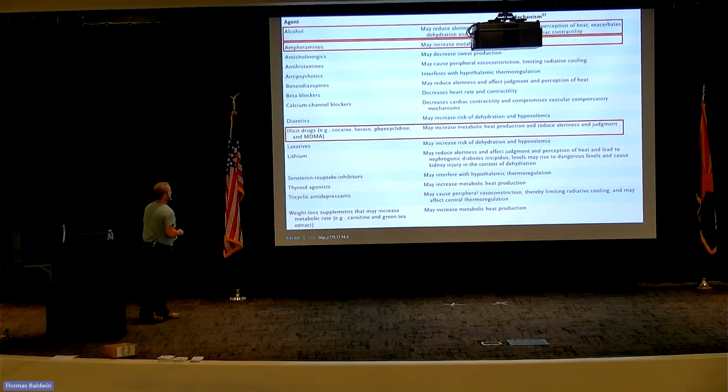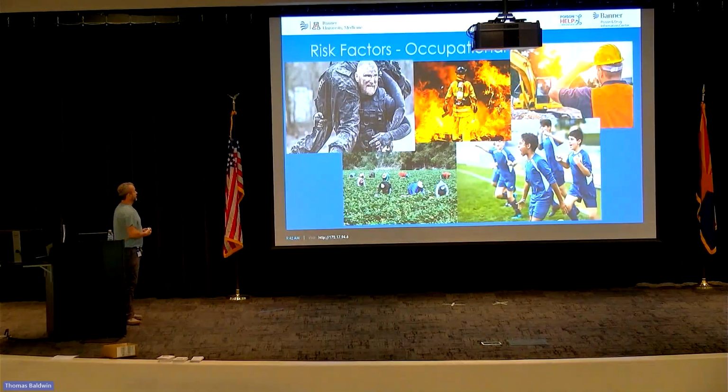And then alcohol as well, not necessarily because of an inability to dissipate heat, because alcohol typically will produce vasodilation. It's just that an altered sensorium mitigates the patient's ability to understand their hyperthermic environment. But there's a whole host of different drugs here: beta blockers, calcium channel blockers, diuretics, antipsychotics, SSRIs, lithium, and weight loss supplements. So understanding a patient's medication history and past medical history can help contextualize the severity of the symptoms that patient might be manifesting, and certainly occupational exposures as well.